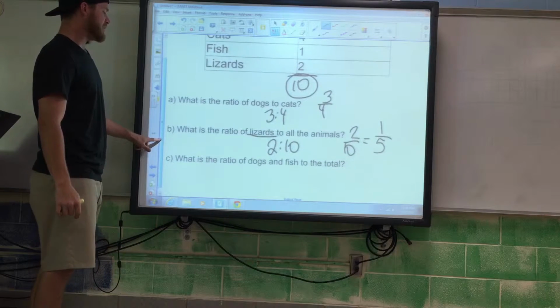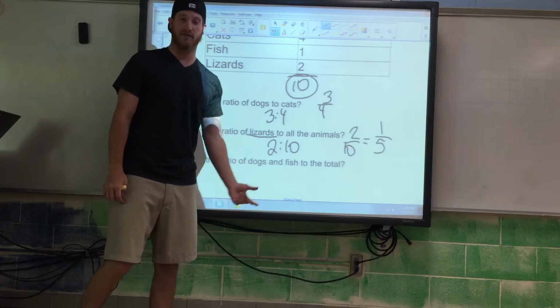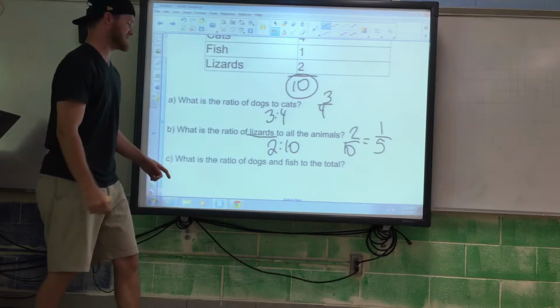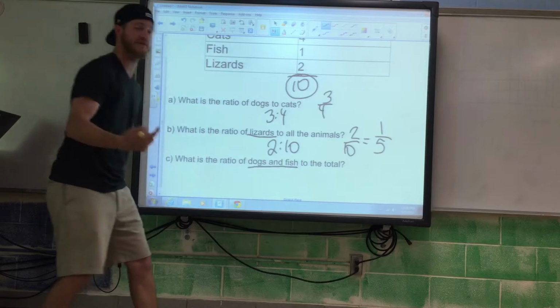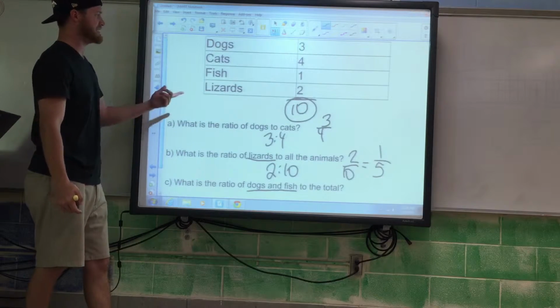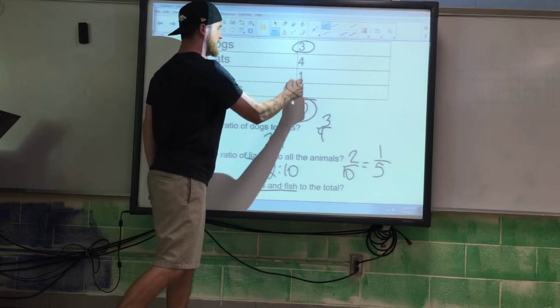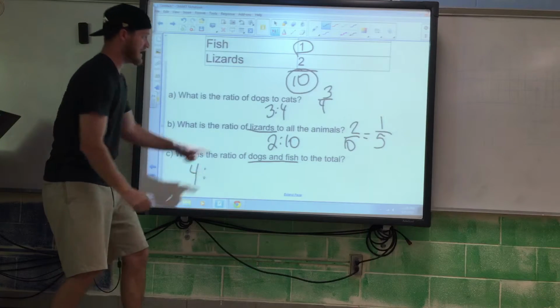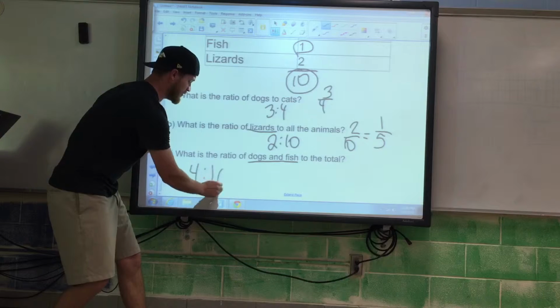And last but not least, what is the ratio of dogs and fish to the total? Again, this is part to whole. We're looking for the total in the end, but it's saying dogs and fish. So I'd want to add my dogs and fish together. Dogs and fish added together is 4, and you know that our total number of animals is 10. So we'd have 4 over 10.